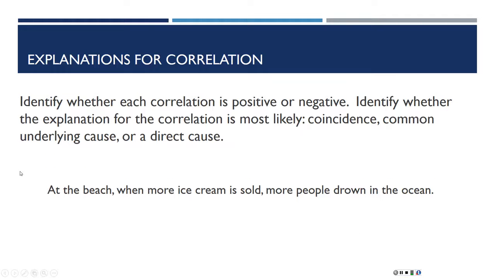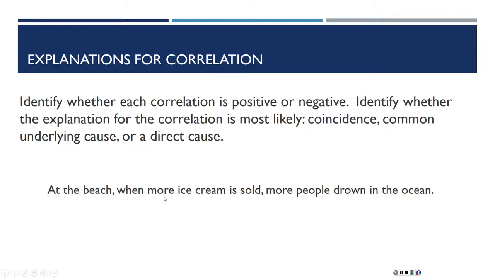Looking at these examples, let's see if we can figure out whether these correlations are positive or negative. Remember, positive means they both go up or they both go down. Negative means one goes up, the other one goes down. So they have opposite signs.